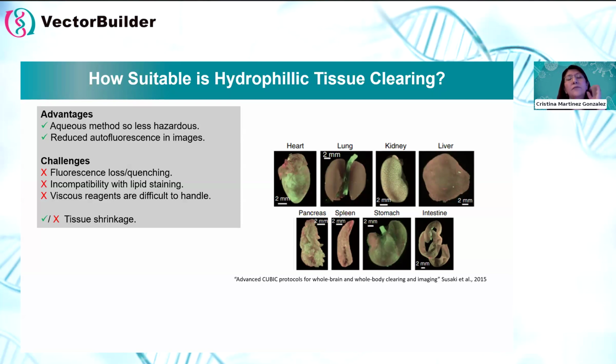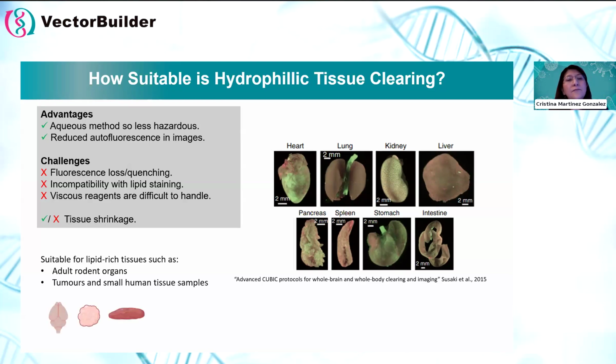And the solutions at the end are very viscous. The sucrose and the urea are really, really viscous. It's difficult to handle, so that can put some people off. And the same as solvent clearing, these methods can shrink the tissue. For us it would be an advantage, for some people it might not. But it basically depends on the sample you start with. And this will be very useful for, again, lipid-rich tissues such as brain, such as tumor, small samples, but it would definitely not be suitable for anything that you want to label the lipids for.